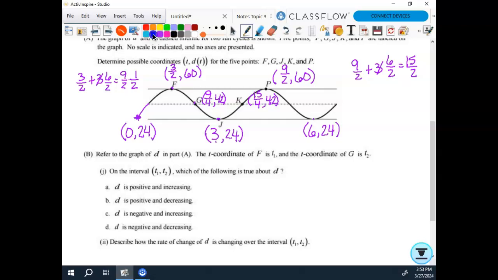Okay, so now we are going to refer to the graph. The t-coordinate of f is t1, g is t2, so I'm looking at this part of the graph. It says on the interval from t1 to t2, which of the following is true about d? Which means what is true about the graph? I don't care about the rate. The fun chart really doesn't help me here. Looking at the y values. Y values are positive, and they're getting smaller. So we are positive and decreasing.